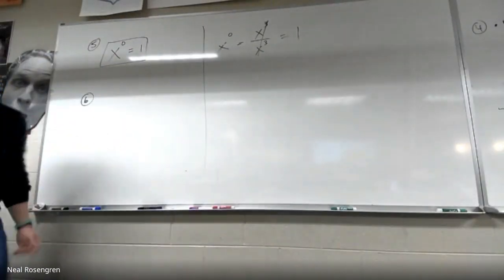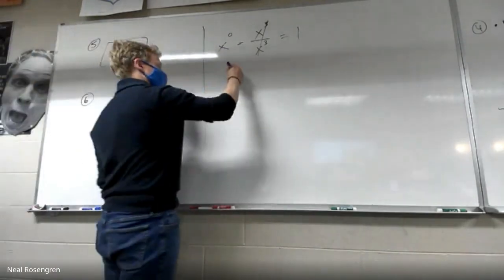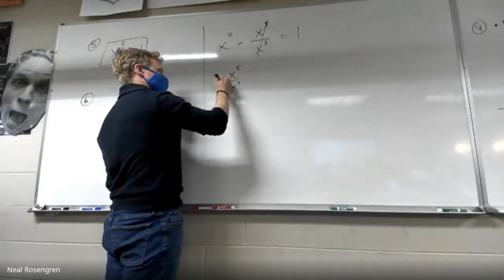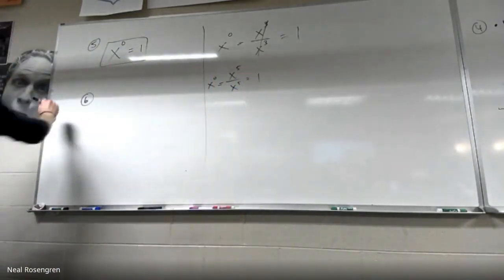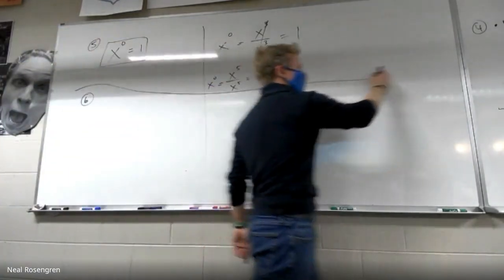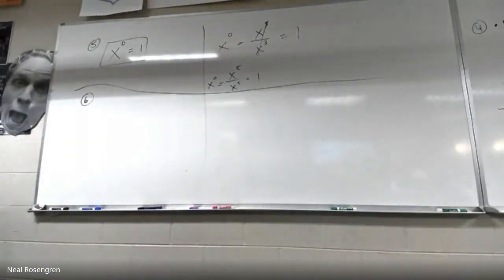That's it. Show as many examples as you want. X to the 5th over x to the 5th. Oh, that's still x to the 0, and anything divided by itself. All right. This one's funny, and we'll end with this one. We might have a couple minutes at the end.